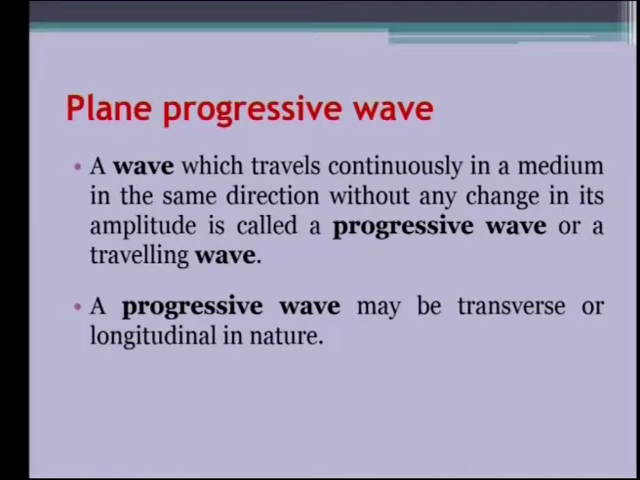A plane progressive wave. A wave which travels continuously in a medium in the same direction without any change in its amplitude is called a plane progressive or a travelling wave. A progressive wave may be transverse or longitudinal in nature.